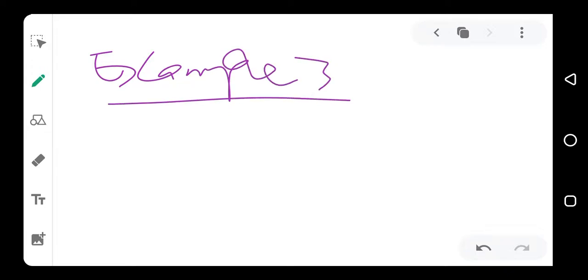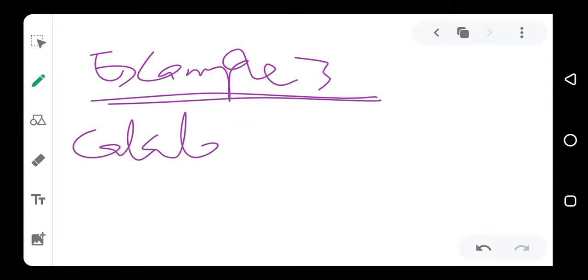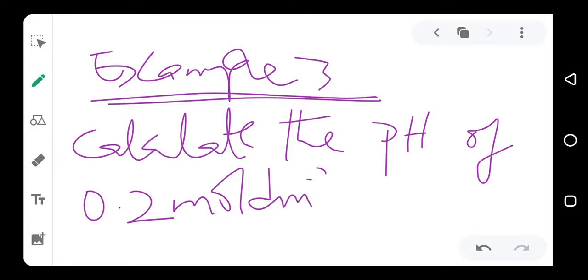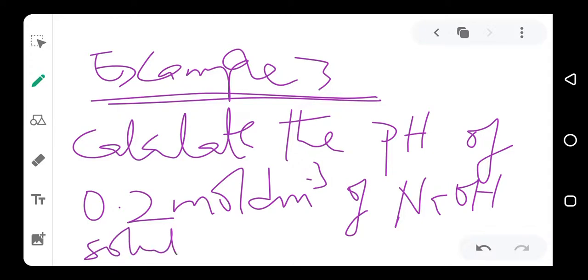Example 3. Now we may be asked to calculate the pH of 0.2 mole per dm cube of sodium hydroxide solution.